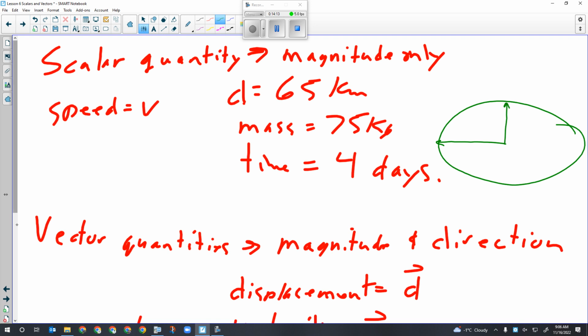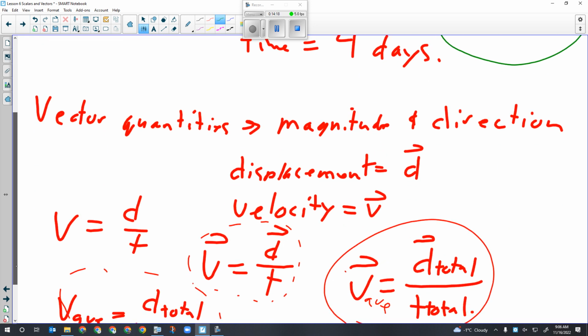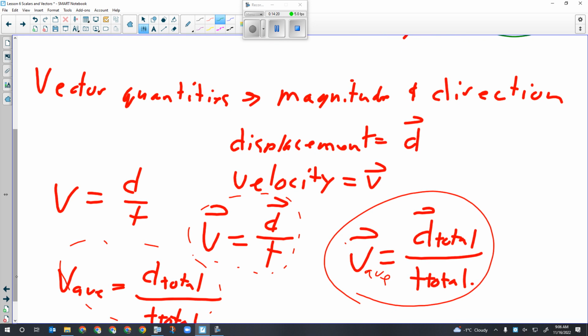All right, and then for vector quantities, they have both magnitude and direction, so displacement, velocity, force, acceleration, all of those things are vector quantities.